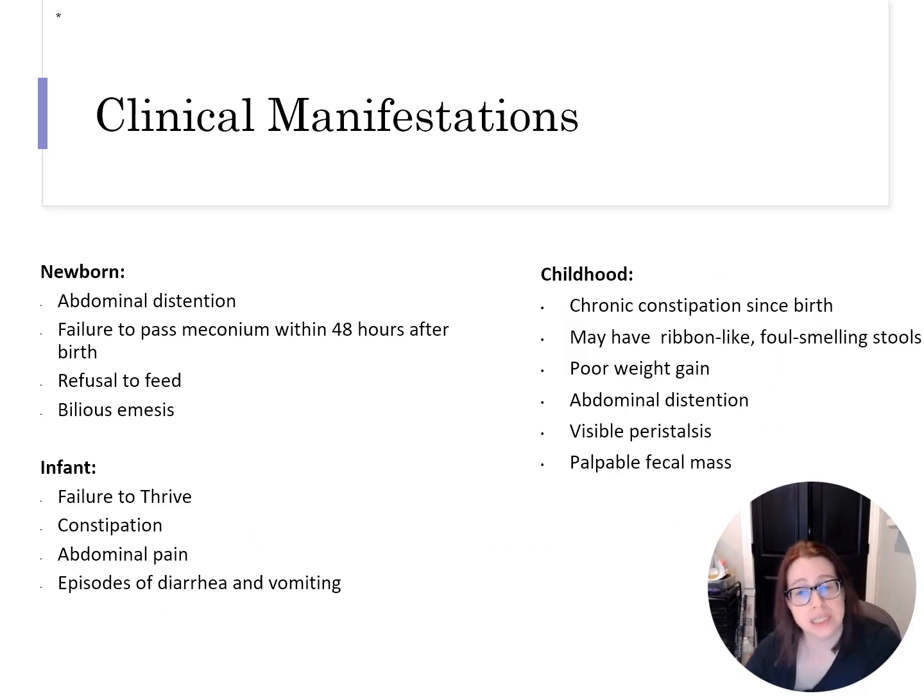The more severe the condition, the earlier it's going to be diagnosed. So don't worry about memorizing this list. I just want you to be aware of these clinical manifestations, specifically failure to pass meconium within 48 hours after birth in an infant or newborn, constipation as they get older, and some failure to thrive, and then these ribbon-like foul-smelling stools with potentially a palpable fecal mass because things are obstructed in there and you have a blockage.